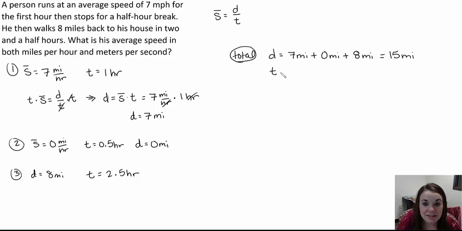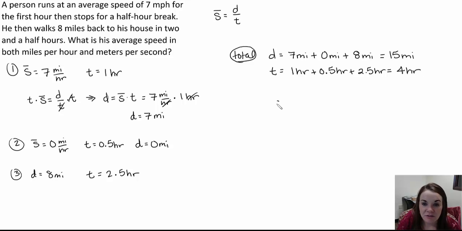And then the total time. Well, the time from the first is 1 hour. We have 0.5 hours from when he stopped, and then we have 2.5 hours from when he was walking back to his house. And that gives us a total time of 4 hours.